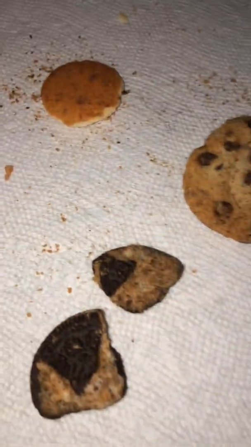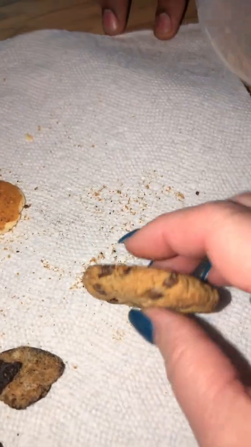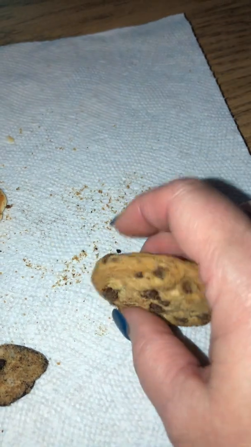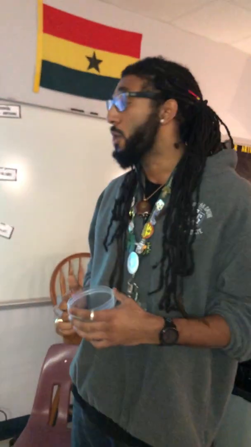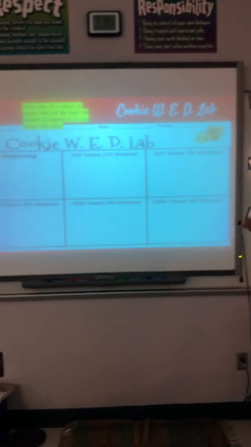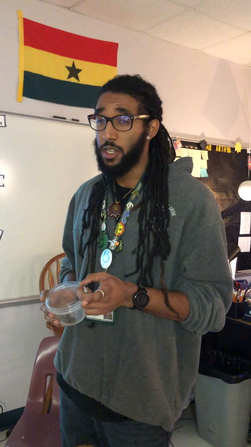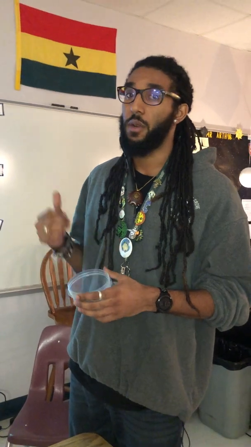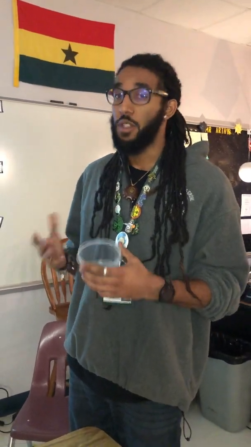Again, these cookies represent rocks over time. They get broken down. Sediments are then carried away and deposited in a new location. So, after you've had a moment to collect all of your observations on your lab report, don't forget to take a picture and send it to your teacher on Schoology, and don't forget to go and answer the questions that go along with the lab. Once you've done all that, then you've completed this assignment.